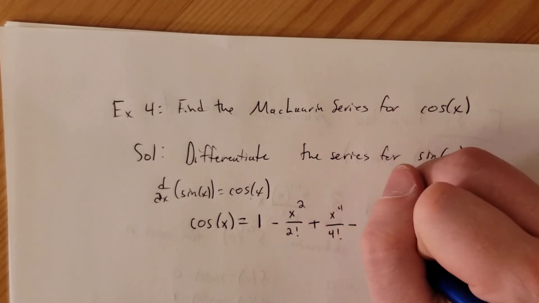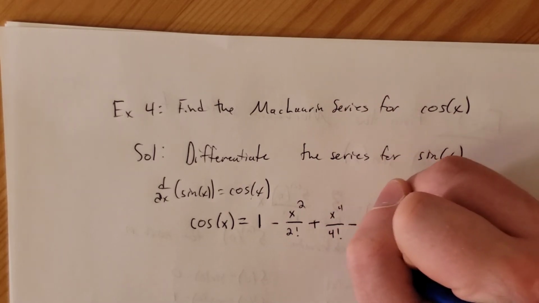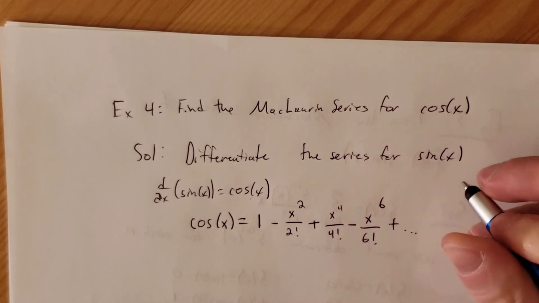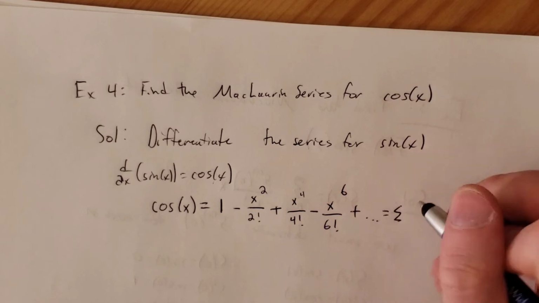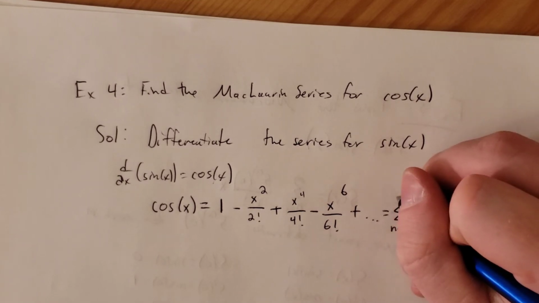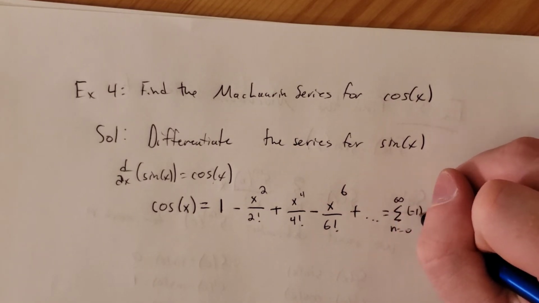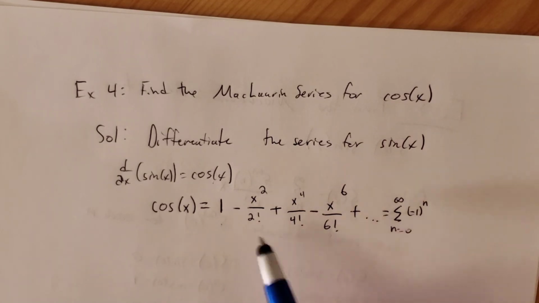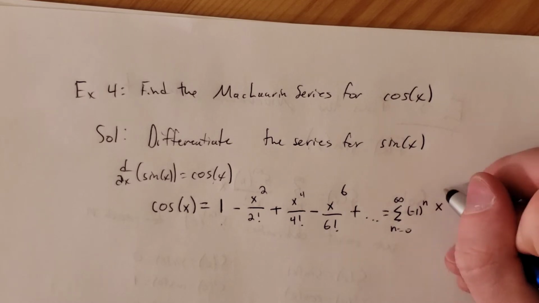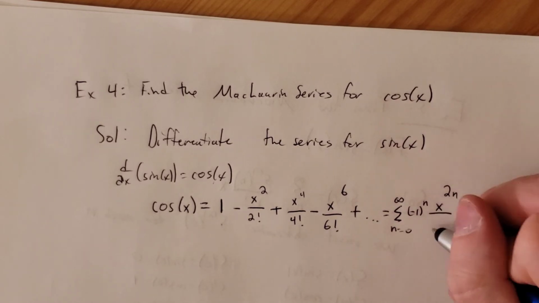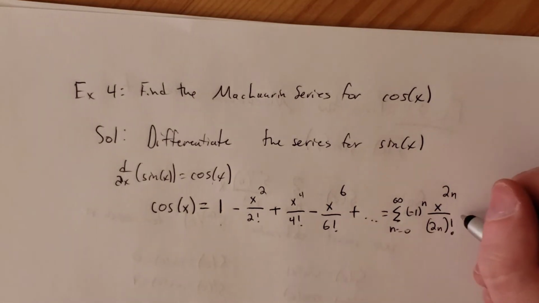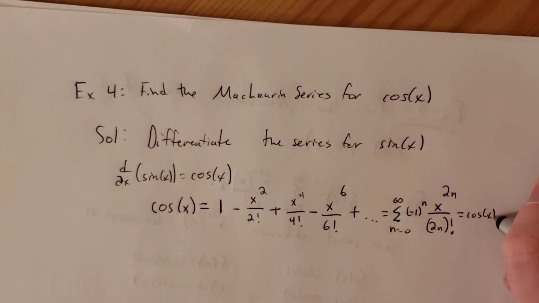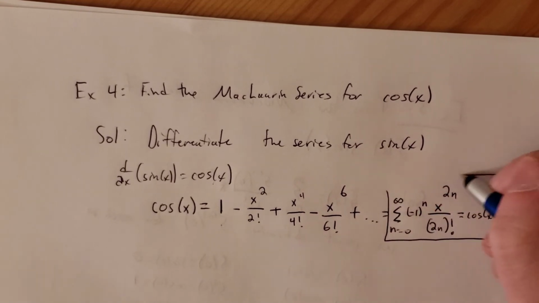And we continue on. Our next term is going to be x to the 6th over 6 factorial, and so on. This ends up being the series n equals 0 to infinity, negative 1 to the n. Again, we start positive, then go negative, so this is just negative 1 to the nth power of x to the 2n all over 2n factorial. And we now have our representation for cosine of x.